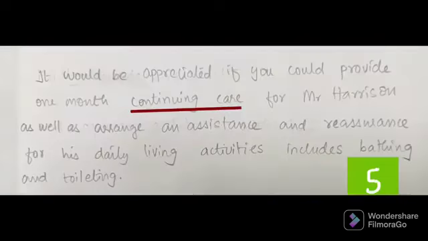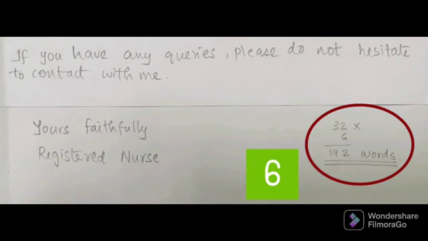We will go to the recommendation paragraph. It would be appreciated if you could provide 1 month continuing care. So instead of respite care, this is a synonym. You can write continuing care for Mr. Harrison, as well as arrange assistance and reassurance for his daily living activities, including bathing and toileting. So instead of 'and', you can write 'as well as'. Same meaning. If you have any queries, please don't hesitate to contact me. Yours faithfully, Registered Nurse. So this is the content of our letter.